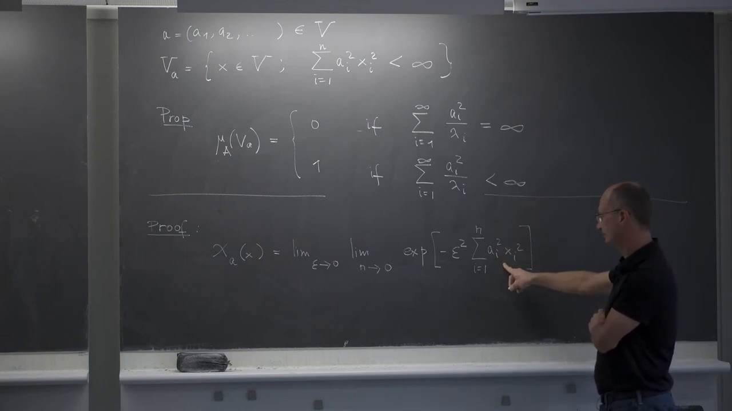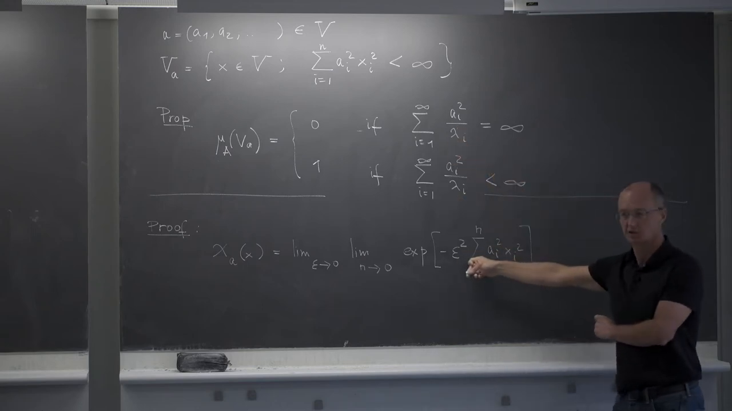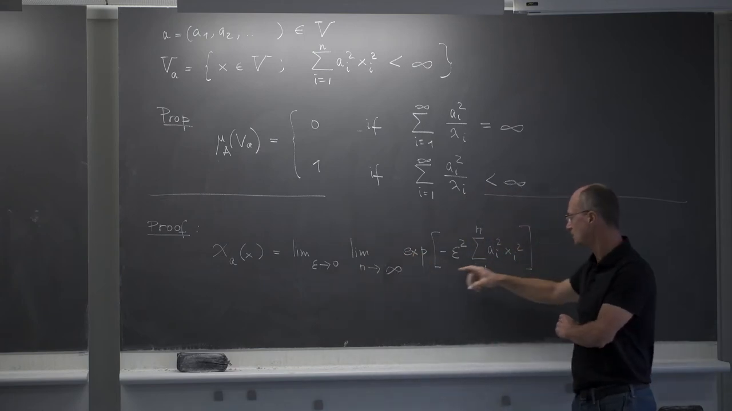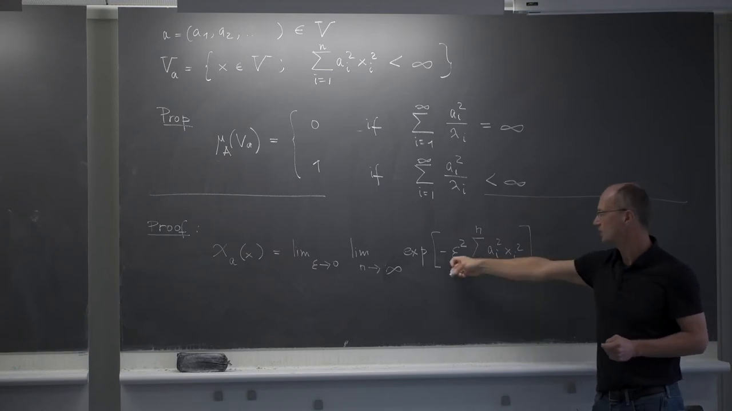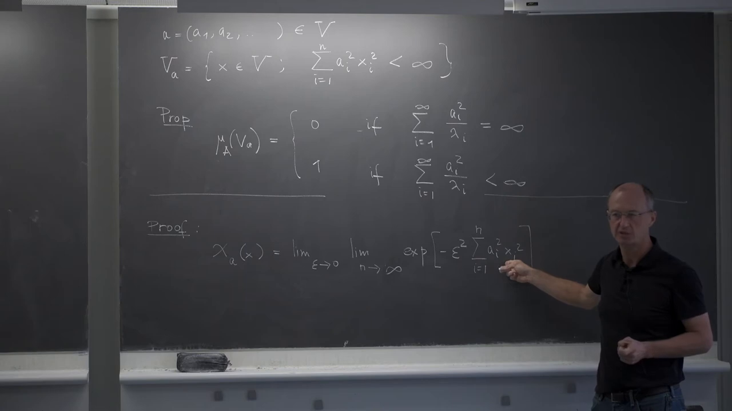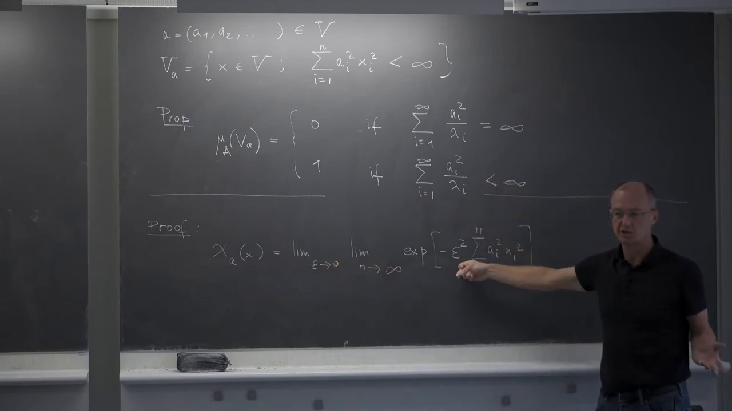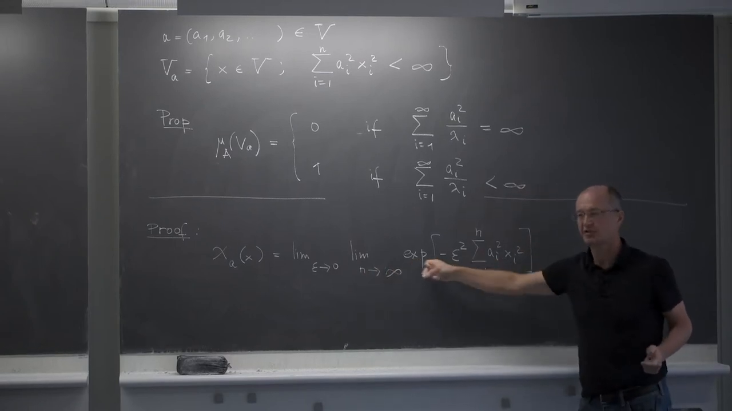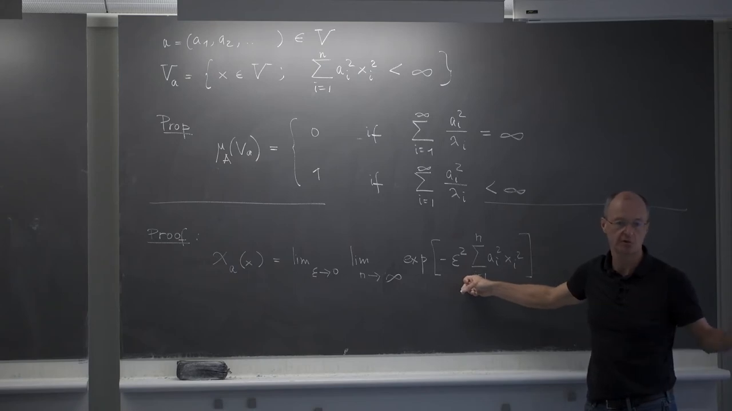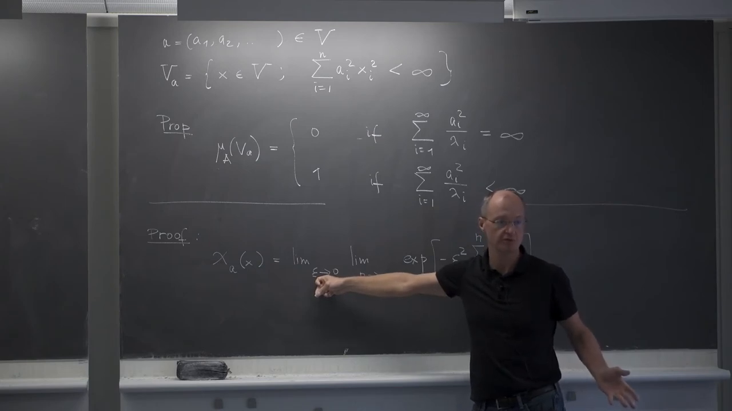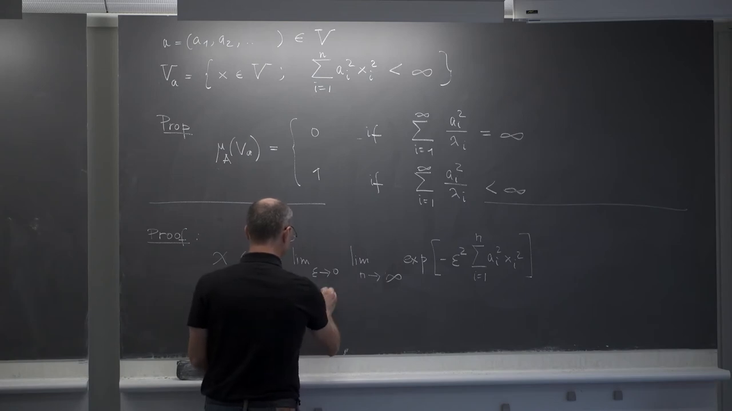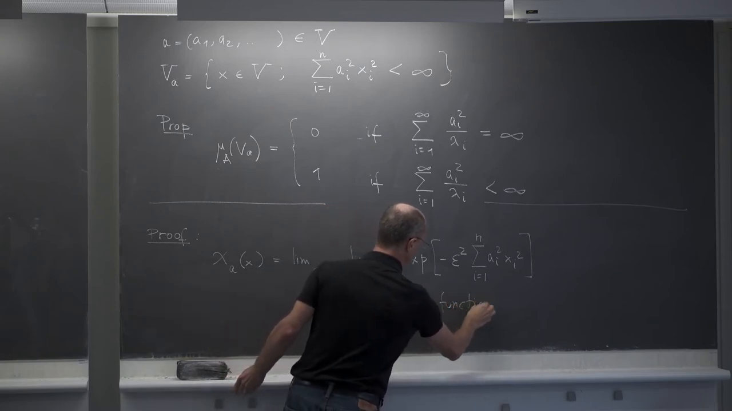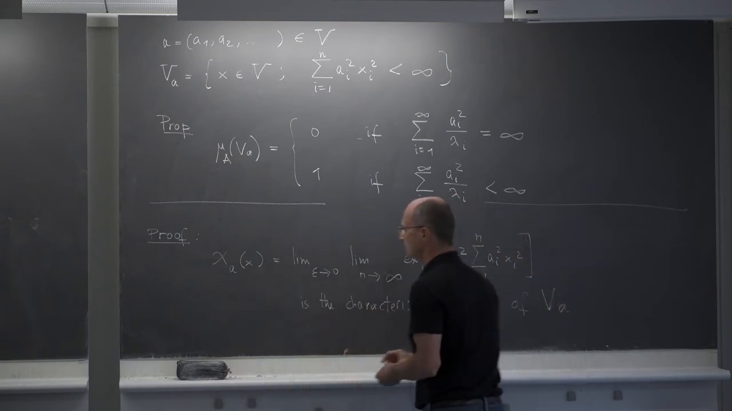Suppose that we have an element of V. Then by definition, the sum is convergent. So when we take a limit n to infinity, it converges to some finite number, and we get exponential minus epsilon square times that finite number. Now we take a limit epsilon to 0. Well, this exponential tends to 1. And of course, if the sum is divergent, we take a limit n to infinity, so this exponential converges to 0 for all positive epsilons. Then we take a limit epsilon to 0. It remains 0. So this is the characteristic function of the space VA.